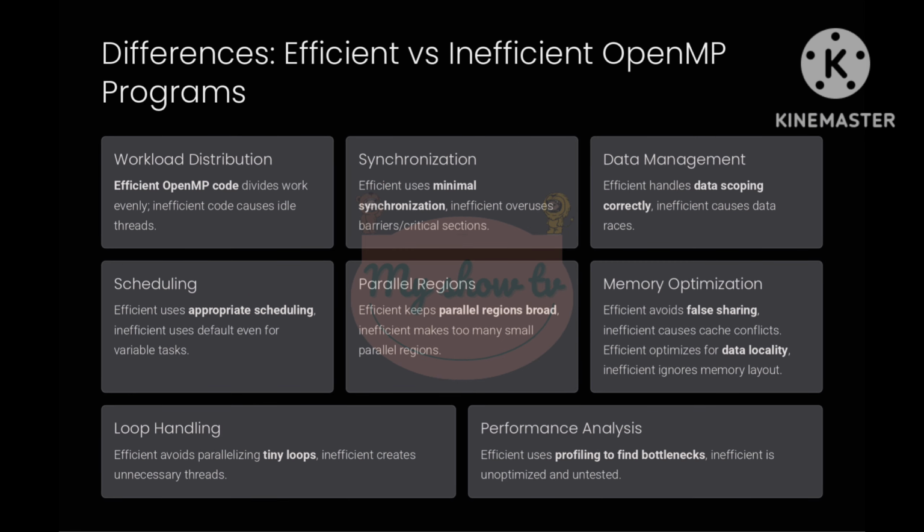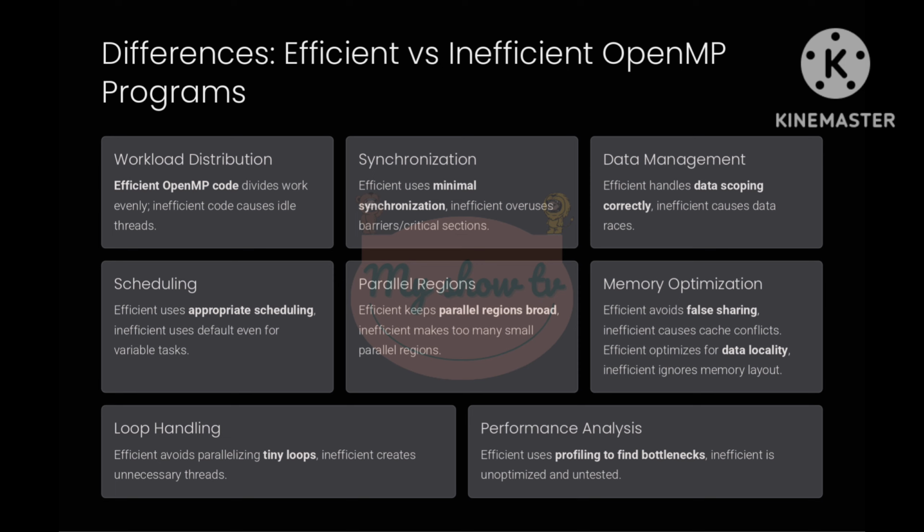Slide 6. Differences between efficient and inefficient OpenMP code. Here, let's talk about how efficient OpenMP code differs from inefficient code. Efficient code divides work evenly among threads. Inefficient code leaves some threads idle. Efficient code minimizes synchronization, using it only when necessary. Inefficient code overuses synchronization like barriers. Efficient code uses correct data scoping, avoiding shared data races. Inefficient code improperly shares variables, leading to errors.